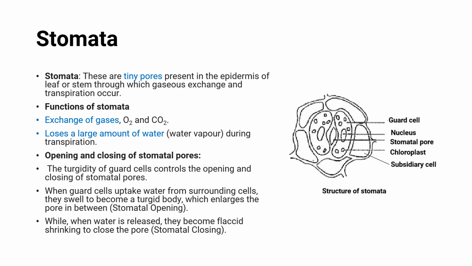Opening and closing of stomatal pores. The turgidity of guard cells controls the opening and closing of stomatal pores. When guard cells take up water from surrounding cells, they swell and become turgid, which enlarges the pore in between, known as stomatal opening. When water is released, they become flaccid, shrinking to close the pore, which is known as stomatal closing.